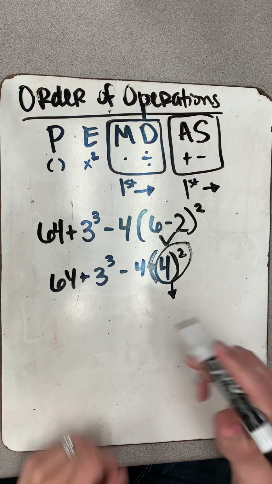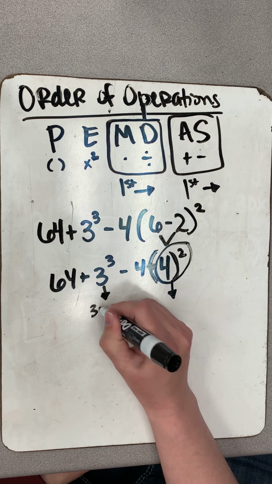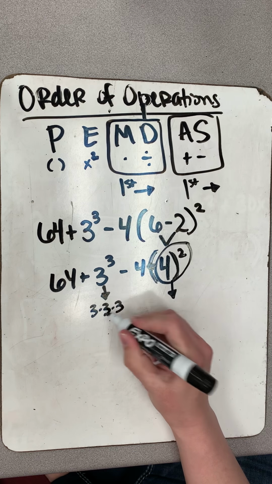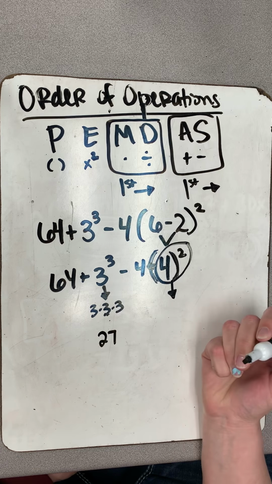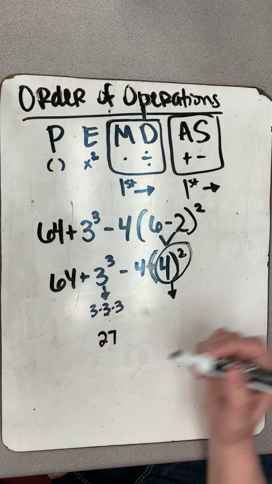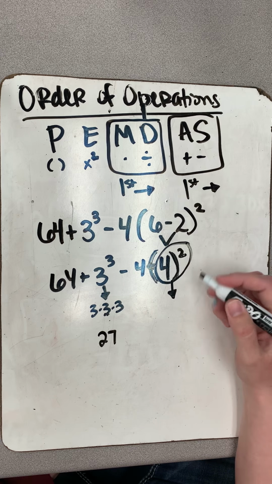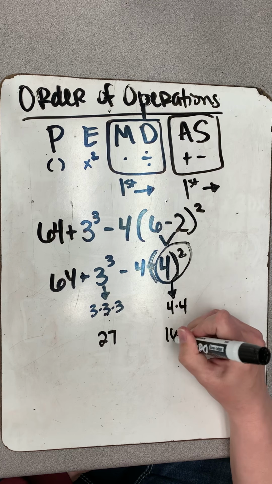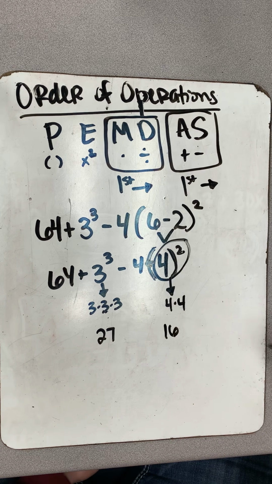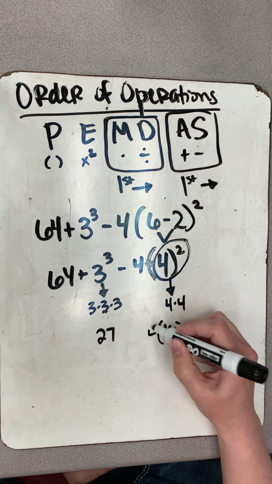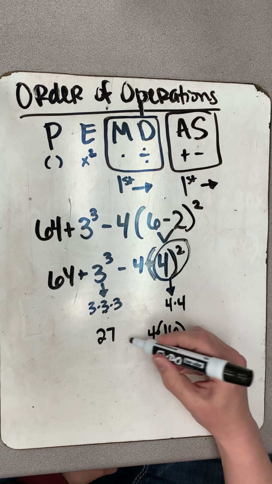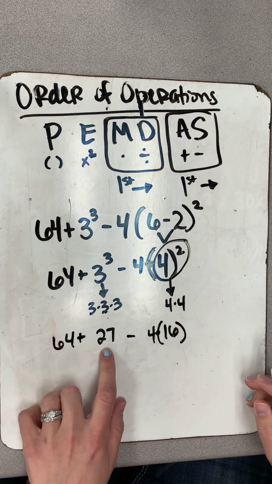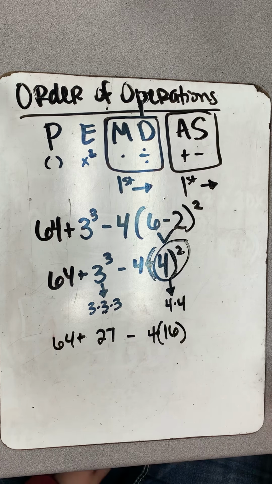We have 2 exponents. So this one is saying 3 times 3 times 3, which 3 times 3 is 9 times 3 is 27. So I'll put that right there. And then 4 squared is really 4 times 4. It's really 16, and I'll write that right there. I can keep it in parentheses because that's just telling me multiplying, and then I drop everything else down. So what I have is 64 plus 27 minus 4 times 16.